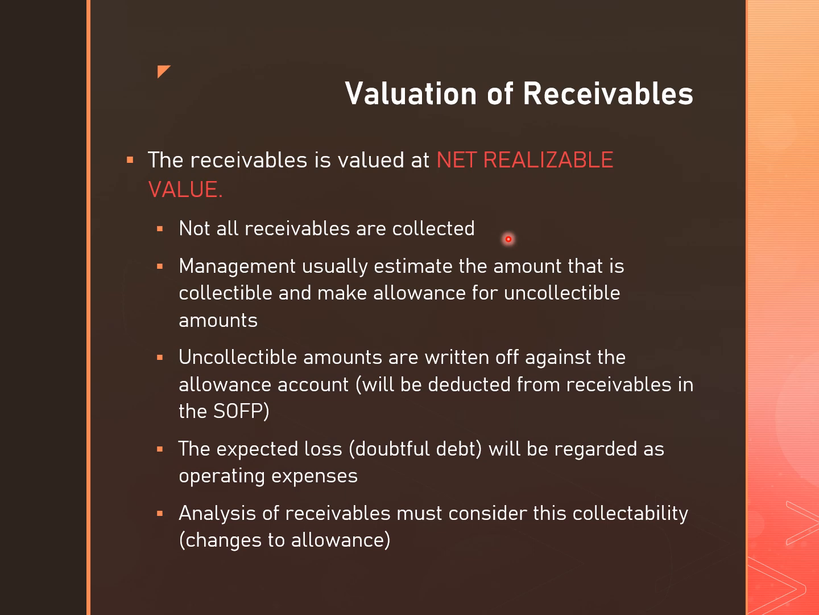Okay, that indicate that kita jual secara hutang, but not all will be collected. So amount yang kita doubt to be collected, kita akan make allowance for that. So those uncollectible amount, dia akan write off against the allowance account and it will be deducted in the receivables dalam SOFP kita. So the expected loss, which is the doubtful debt, kita akan anggap dia sebagai operating expenses. So when you want to analyze the receivables, you must consider the collectibility, which is the changes to the allowance.